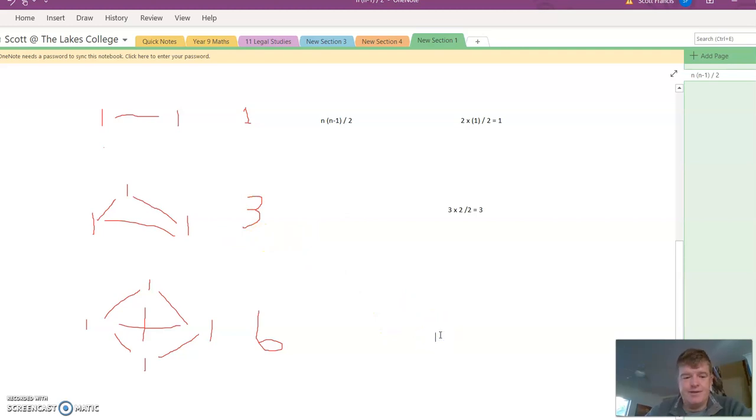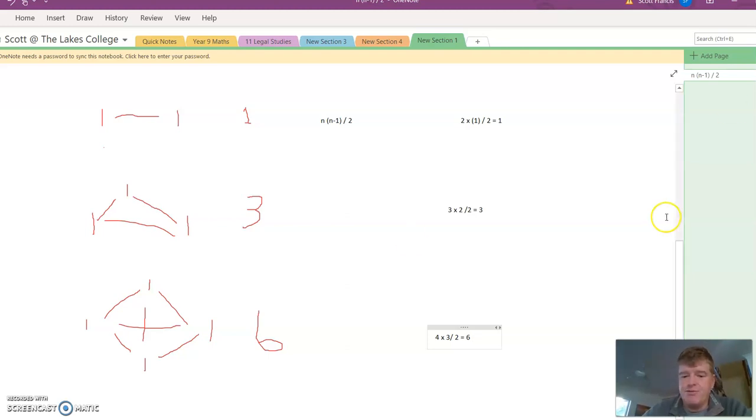Let's go down to where we've got 4 people. So n equals 4 in this one. So we're going to have that 4 times 4 minus 1. 4 minus 1 is 3. So 4 times 3 divided by 2. And this time it has calculated correctly and said 6. But let's just do it to double check it. 4 times 3 is 12. 12 divided by 2 is 6.